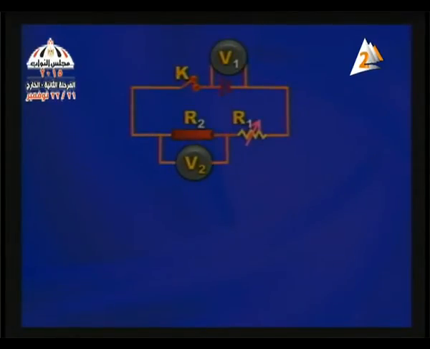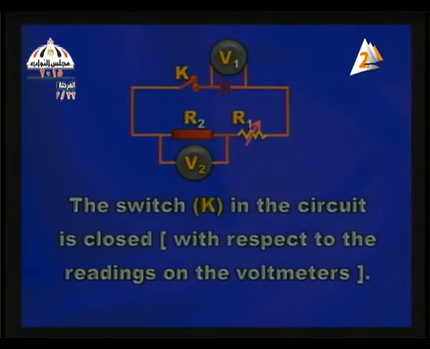In front of you, we've got a circuit which contains a cell, a battery, which is connected to R1, a variable resistance, R2, and we've got 2 voltmeters. V1 is across the battery, and it measures external or terminal voltage. V2 measures the voltage across R2. The question: the switch in the circuit is closed, with respect to the readings on the voltmeters. It means the switch was open. When it was open, V1 was reading V battery.